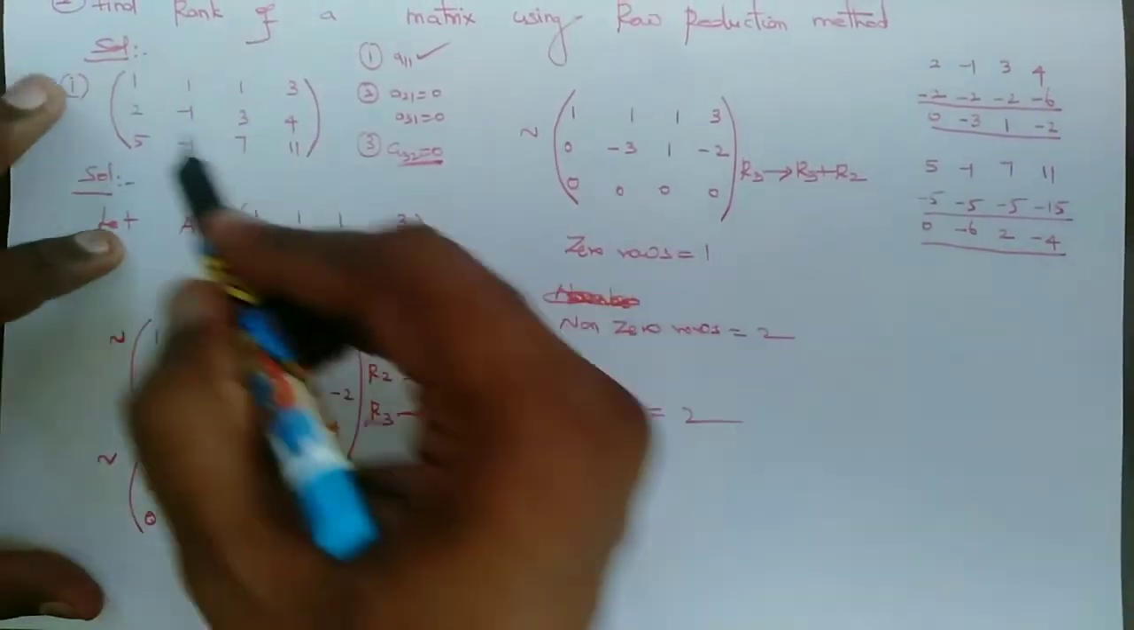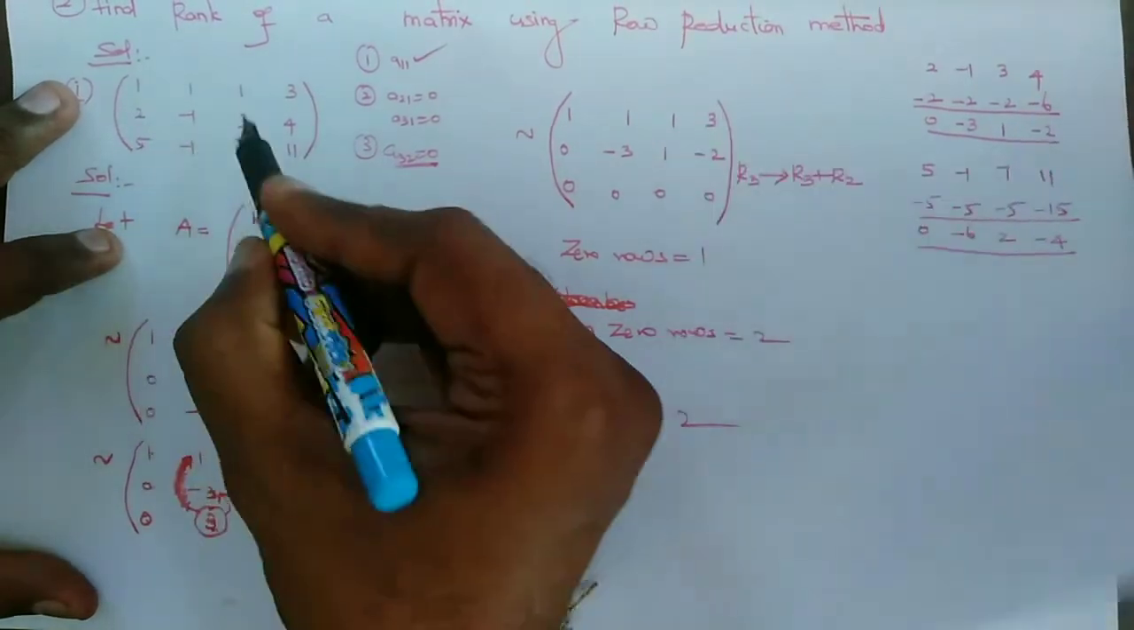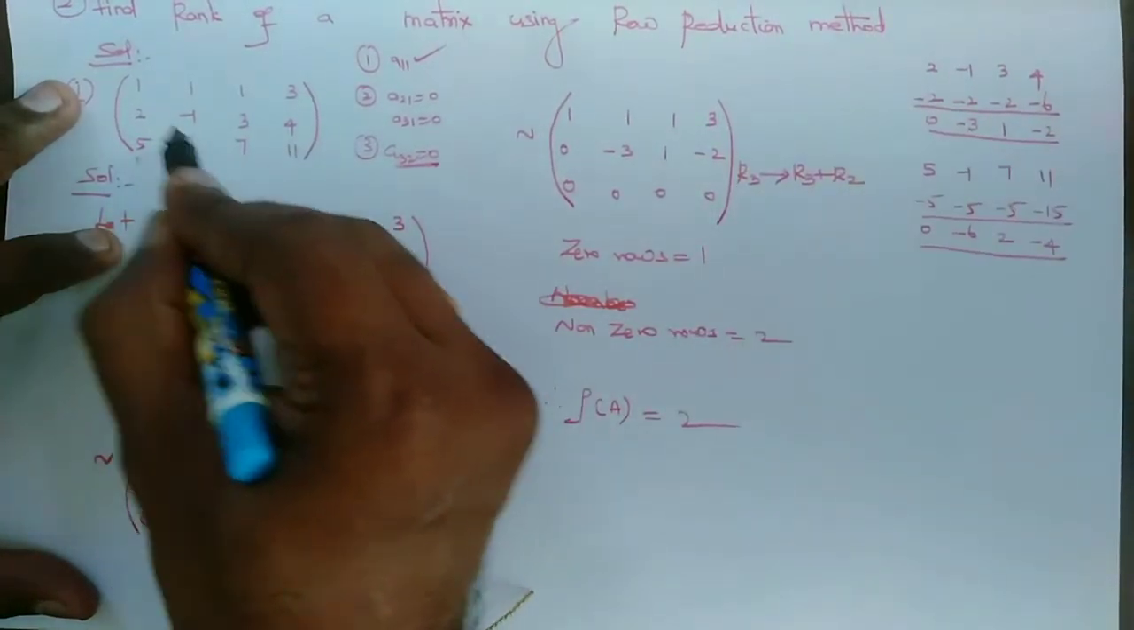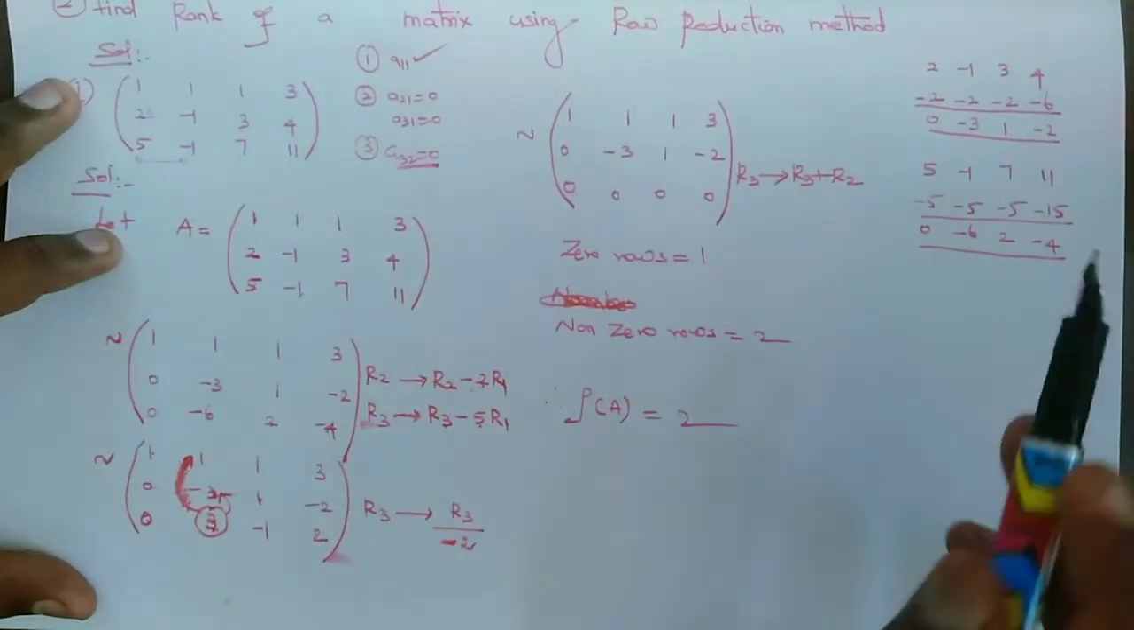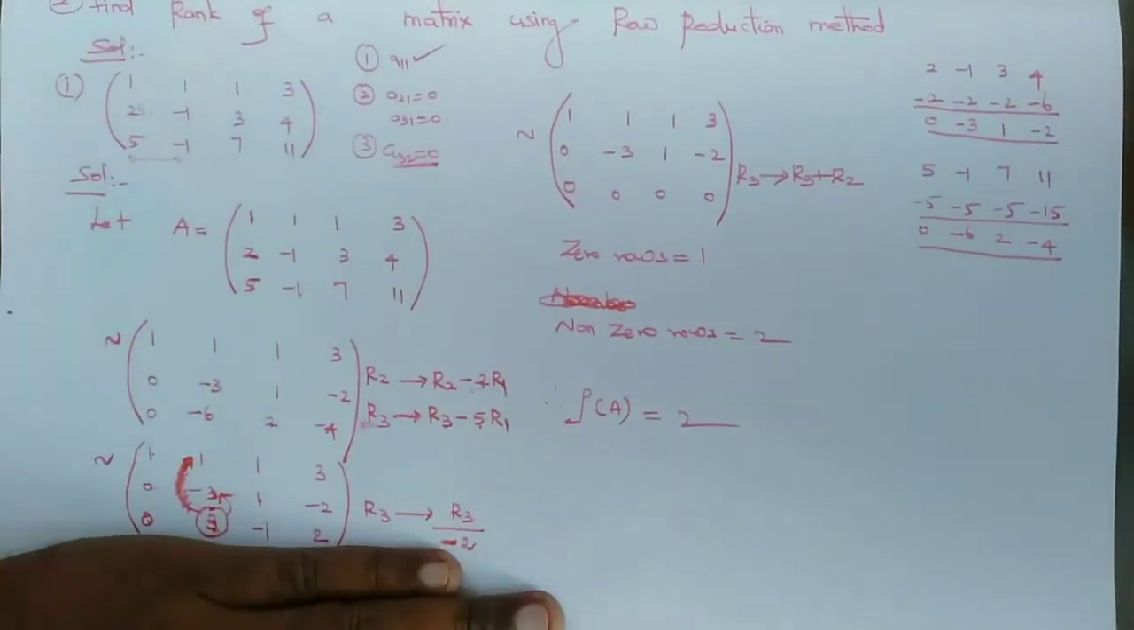See, this one 0, this one 0. Nothing but this contains 2 zeros. This contains 1 zero. That's all. 2 zeros, 1 zero. Over. This is a very easy sum. We'll move to the second subdivision.